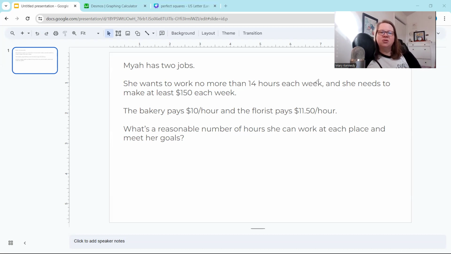It says that Maya has two jobs. She wants to work no more than 14 hours a week, and she needs to make at least $150 each week. So the bakery pays $10 an hour. The florist pays $11.50 an hour. What's a reasonable number of hours she can work at each place and meet her goals? And so we're going to come up with the number of hours at the bakery, the number of hours at the florist, and so on.